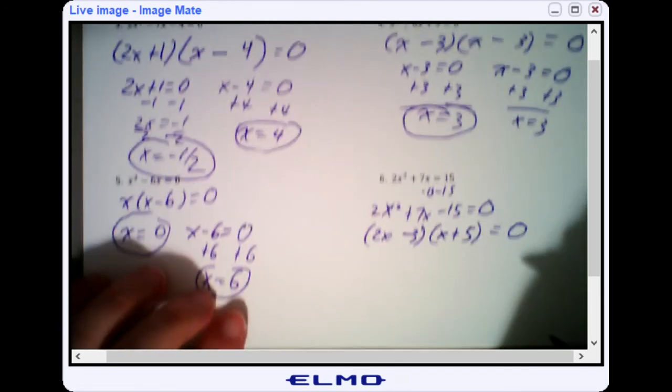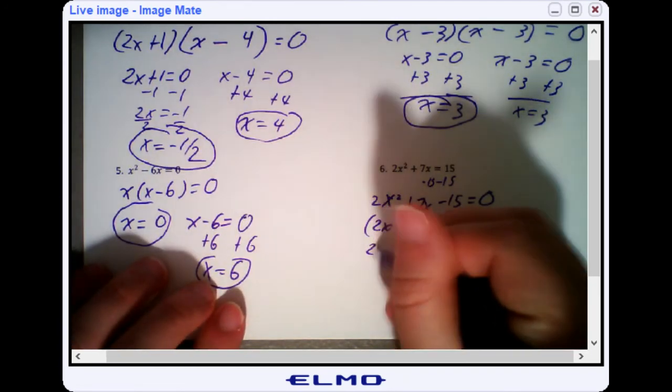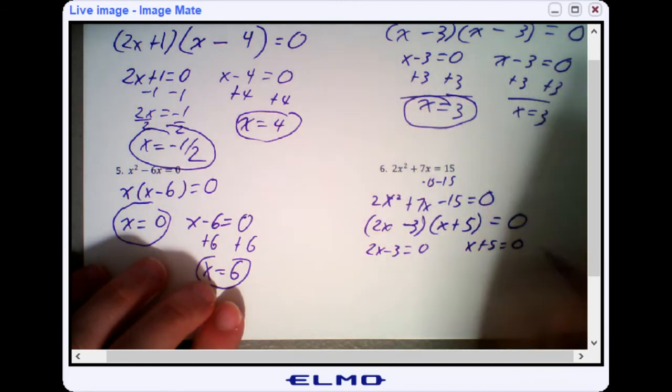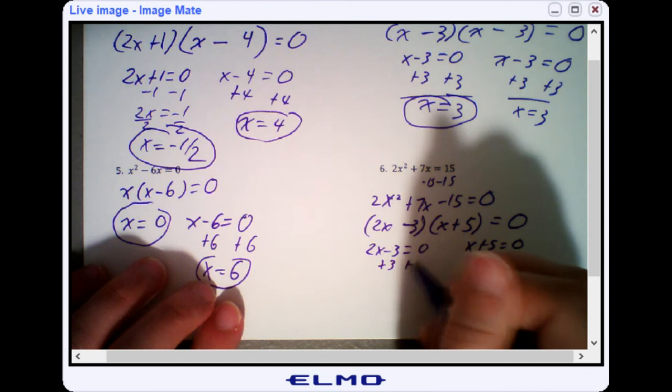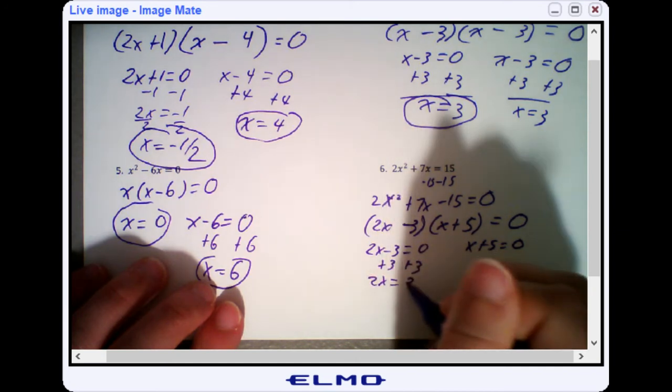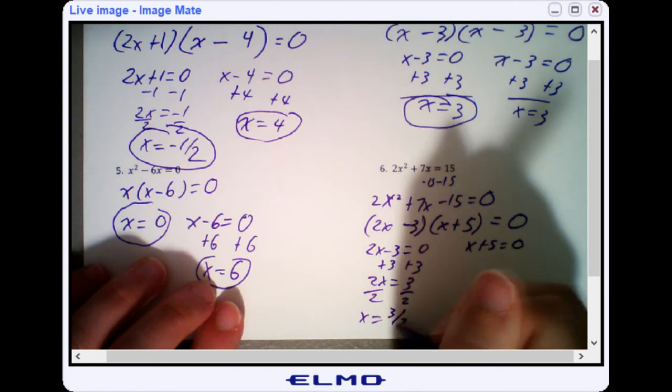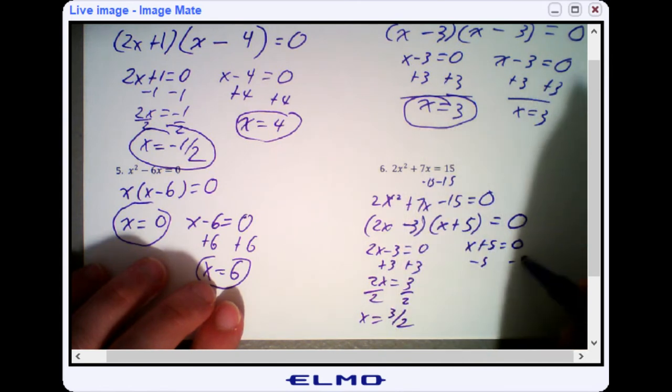I'm going to set each of my factors equal to 0 and solve. So we're going to end up with x equals 3 halves and x equals negative 5.